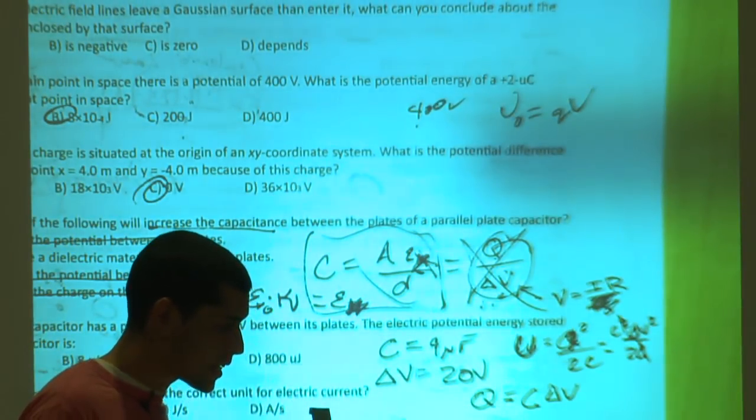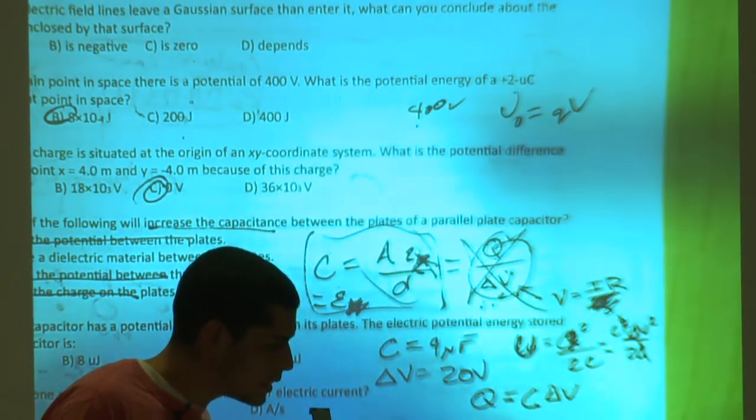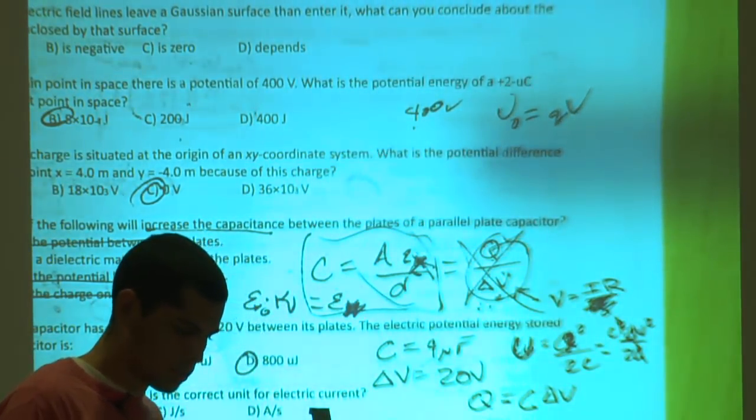Thus, if you plug this in, we'll get 800 microjoules.